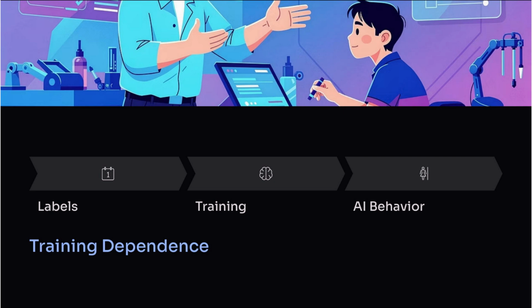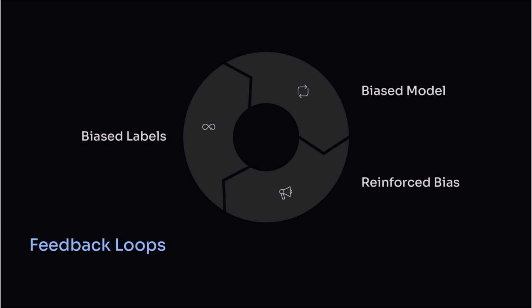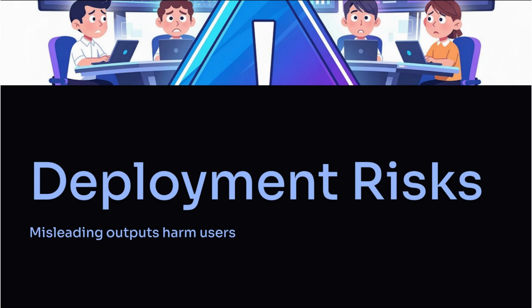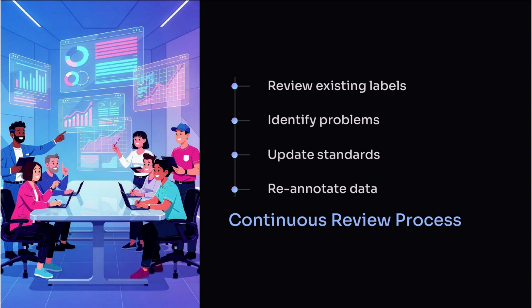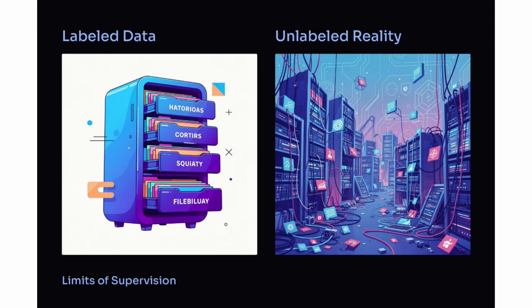Training outcomes depend on labels. They shape learned behavior. Evaluation metrics also depend on labels. Errors in ground truth mislead assessment. Feedback loops can reinforce label assumptions over time. Deployment magnifies labeling mistakes. Errors affect real users. Continuous review improves reliability. Labels should evolve. When labels fail, systems fail. Limits must be acknowledged. Not all problems can be labeled effectively.